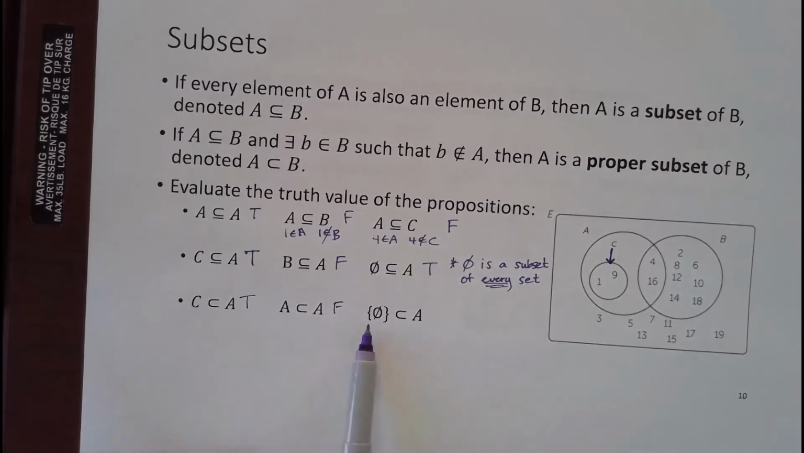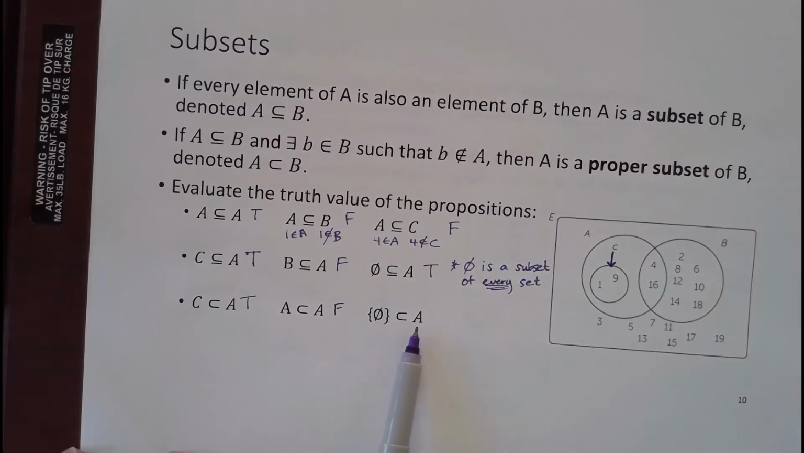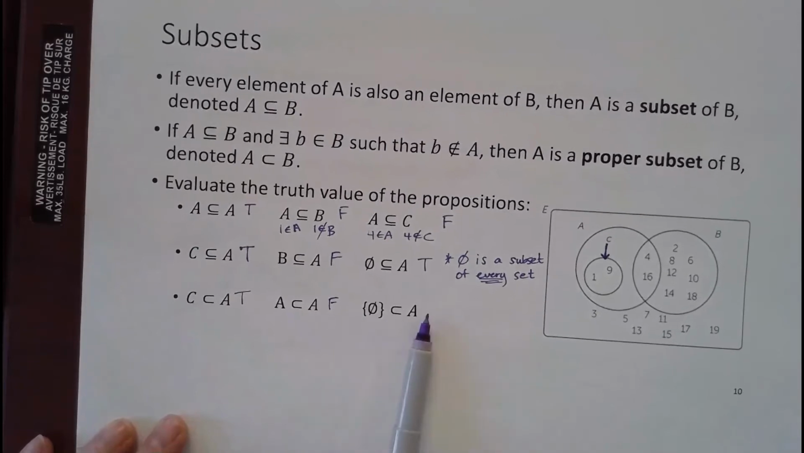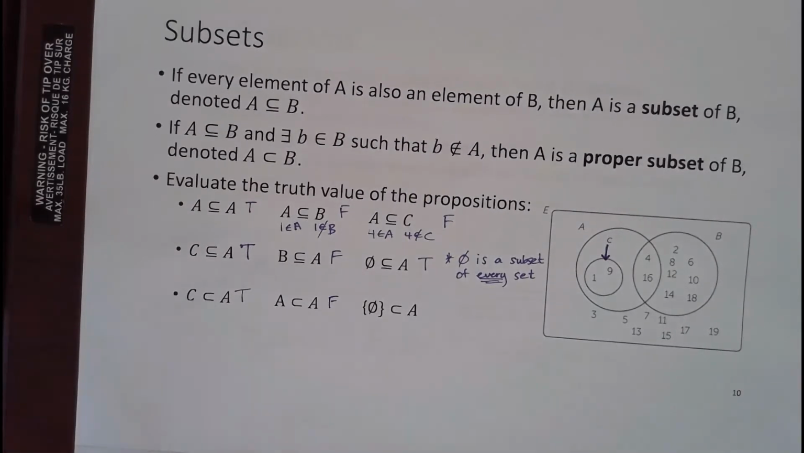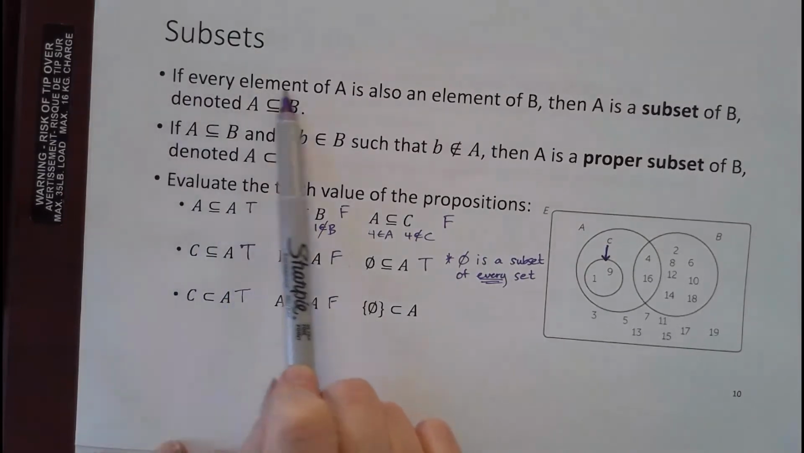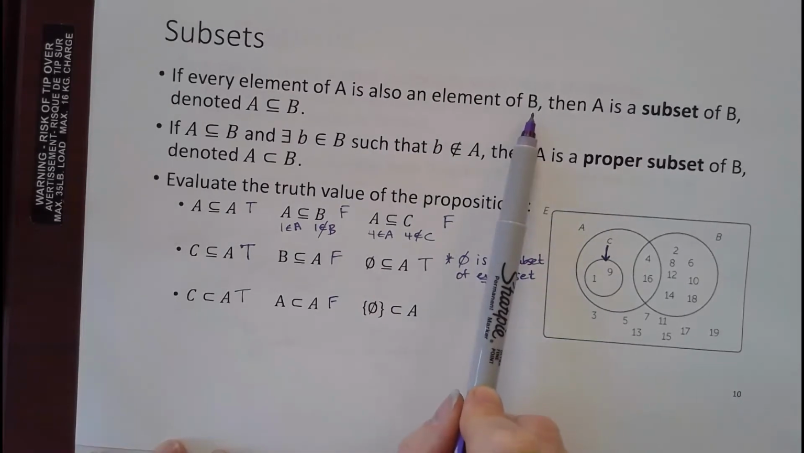All right. Is the set containing the empty set a subset of A? This is where it starts getting tricky. So let's go back to the definition. For it to be a proper subset, first of all, it would have to be a subset. So we could just check that first. And to see if it's a subset, we'd have to go through every element of the first set and check to see if it's an element of B.